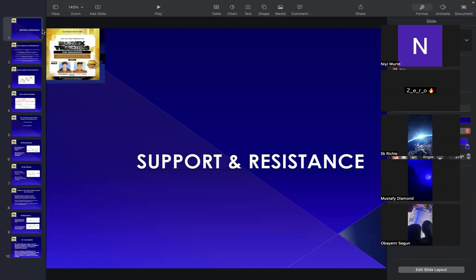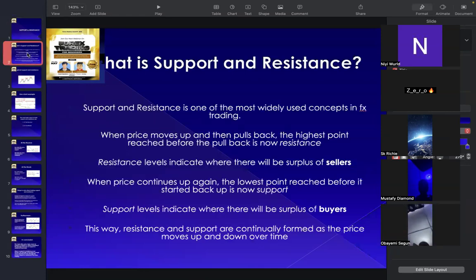So when we are talking about support and resistance, what actually comes to your mind? What comes to your mind when you see support and resistance? The two have meanings and they are opposites in something. So let's move further to see what support really means. What is support and resistance?